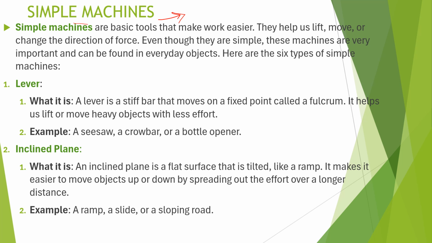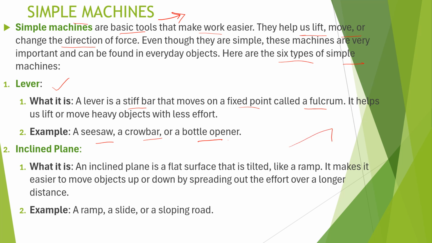Simple machines are basic tools that make work easier. They help us lift, move or change the direction of the force. Even though they are simple, these machines are very important and can be found in everyday objects. Here are the 6 types of simple machines. What are those? Lever. What is it? A lever is a stiff bar that moves on a fixed point called a fulcrum. It helps us lift or move heavy objects with less effort. Example, a seesaw, a crowbar or a bottle opener.